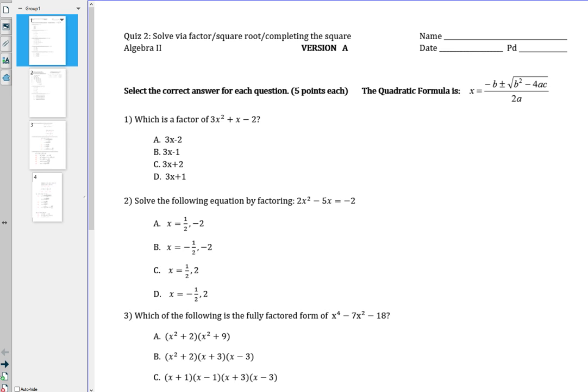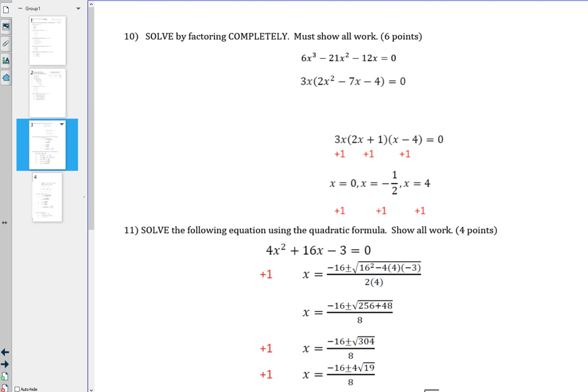Goes first, and I'm going to give you an abbreviated type of review on this one. This comes from what we use to assign points. Number 10 was worth 6 points. This tells you where the 6 points came from. And it was just like from quiz one.